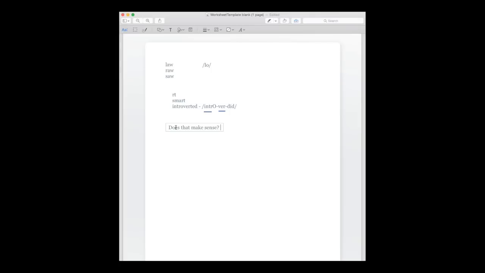So we can say, does it make sense? So this is the right way, right? Exactly. That's the right way. Okay. Does it make sense? And is that good? Is that good? Yeah, all of those are perfect. Good.